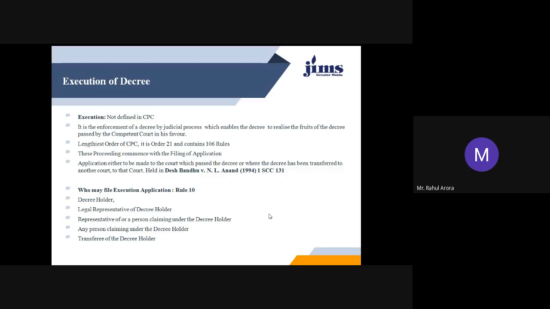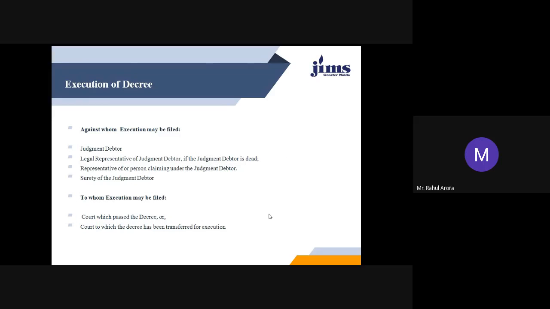So, till now, we have already dealt with the initial concept of execution and also by whom the said execution application can be filed before the court of law. Now I will move further. Now again a very important question arises: against whom may this execution application be filed? The answer is that it may be filed against the judgment debtor, or the legal representative of the judgment debtor if the judgment debtor is dead, and also against the representative of or person claiming under the judgment debtor, and it also includes the surety of the judgment debtor.